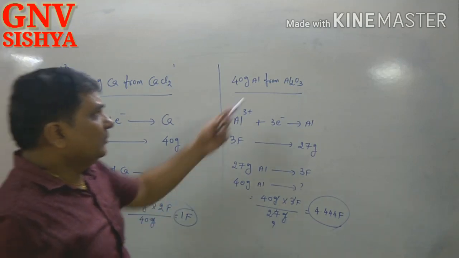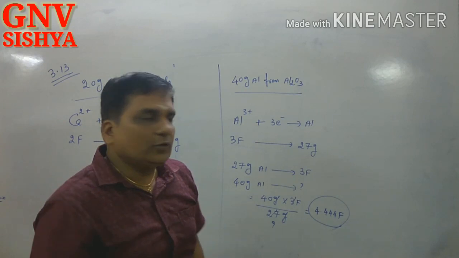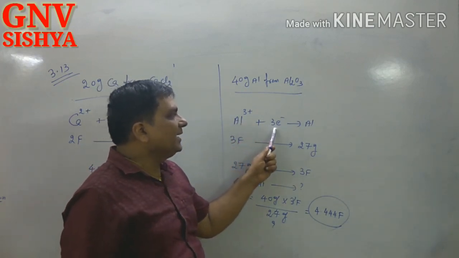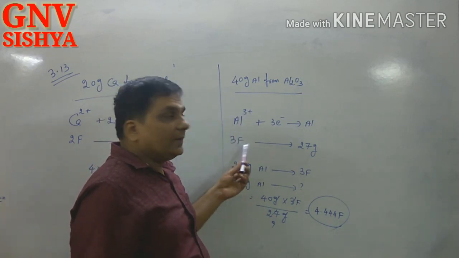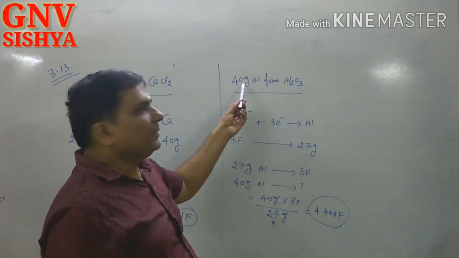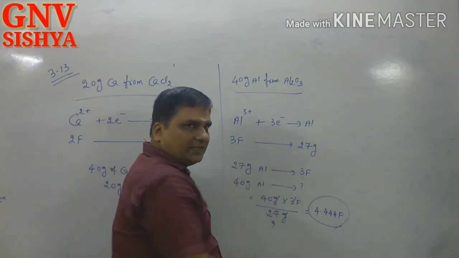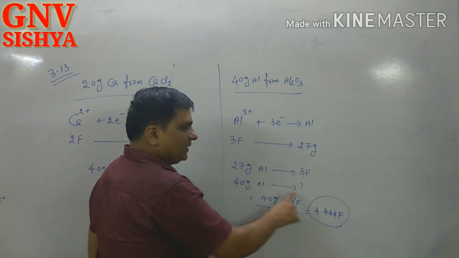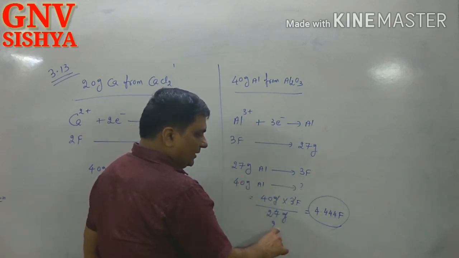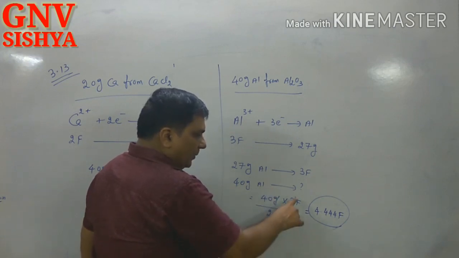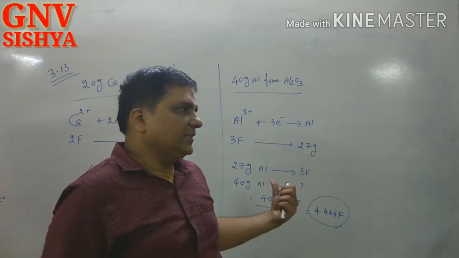Next, come to this problem. Aluminium oxide. For aluminium, what is the electron reaction? Al3+ plus 3 electrons gives Al. 3 Faraday deposits 27 gram. We need to deposit 40 gram. 27 gram of aluminium is deposited by 3 Faraday. Therefore, 40 gram of aluminium is deposited by how much? 40 gram into 3 Faraday divided by 27 gram. Gram gets cancelled. Upon simplification, you get 4.444 Faraday. Okay, this is the problem.